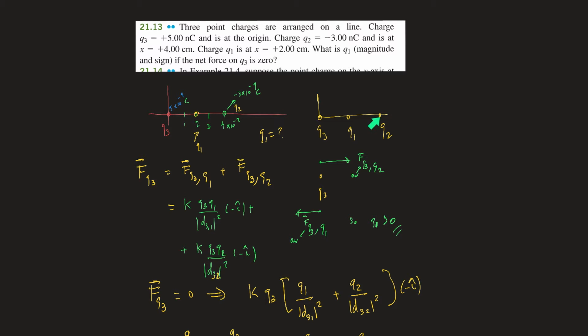And Q2, you put it at the same distance as this, the double distance. So it's 2 centimeters and another 2 centimeters, so they are 4 centimeters apart. So Q3, Q1, and Q2.